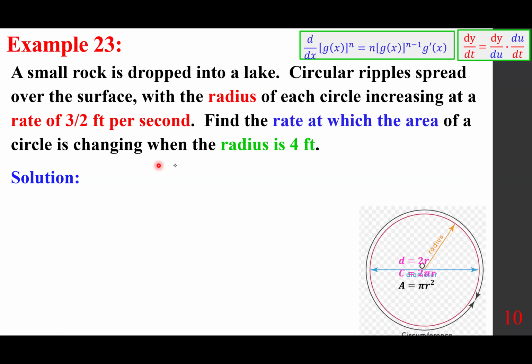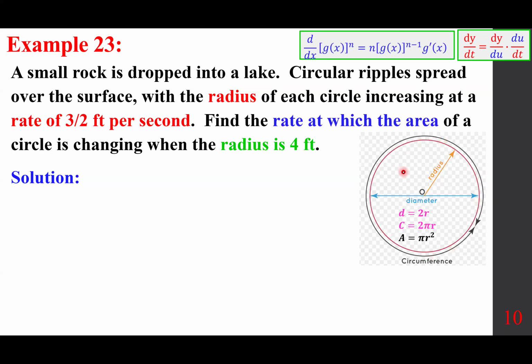All right, so what do we need to know? Of course, a circle looks like that. From the center to the circle is the radius. Go both sides, the diameter. These two arcs, the circumference C is 2 pi r. A equals pi r squared. We need the area. So area is pi r squared.